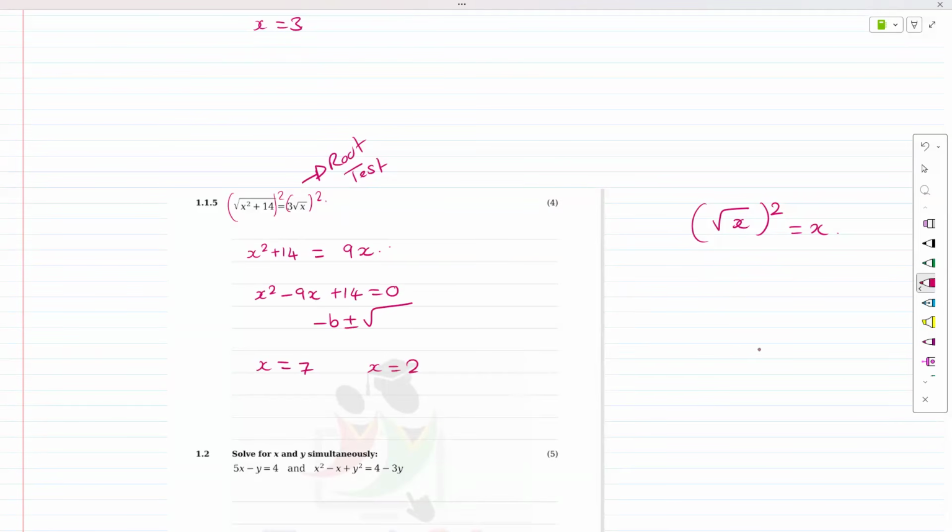I think both do work out, so it doesn't matter. But substitute properly. Remember, your a is equal to 1, your b is equal to minus 9, your c is equal to 14. That's all there is to this question.